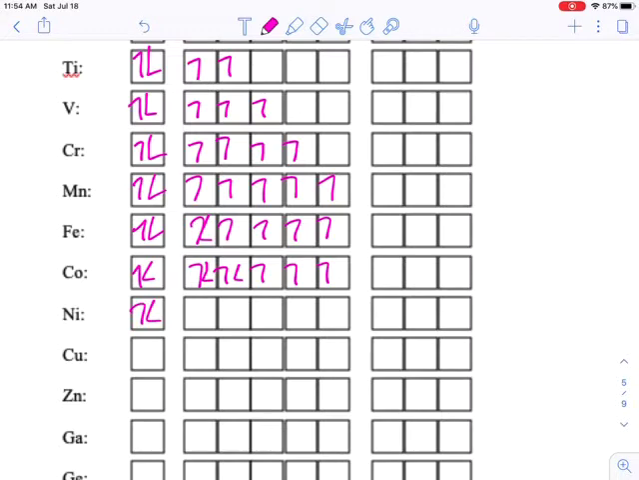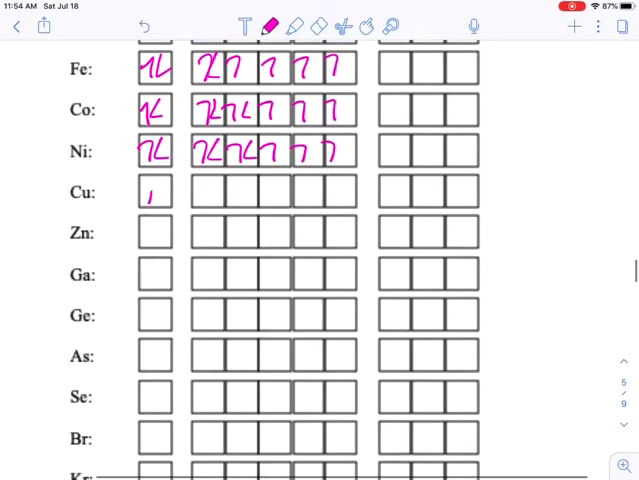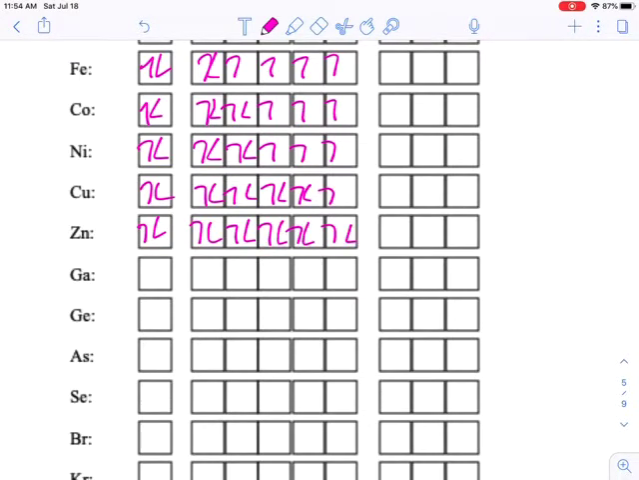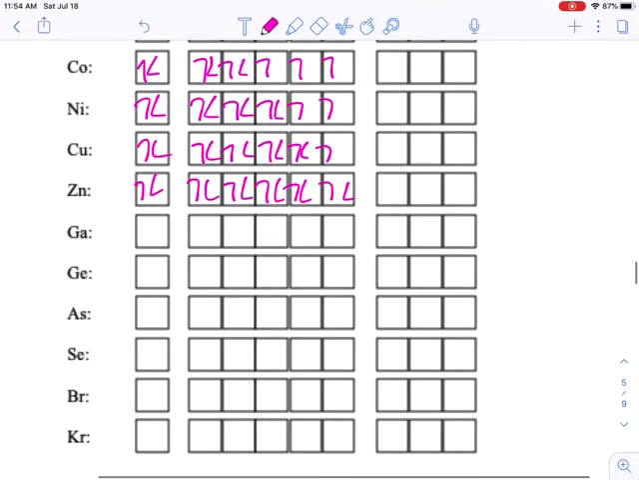Cobalt, 1, 2, 3, 4, 5, and then 6 and 7. Nickel with its S, and then 1, 2, 3, 4, 5, 6, and 7. Copper, 1, 2, 3, 4, 5, 6, 7, 8, and 9. Zinc, 1, 2, 3, 4, 5, 6, 7, 8, 9, 10. Did I forget one for nickel? I think I forgot one for nickel. There we go. I forgot one for nickel. Thought that seemed a little off.